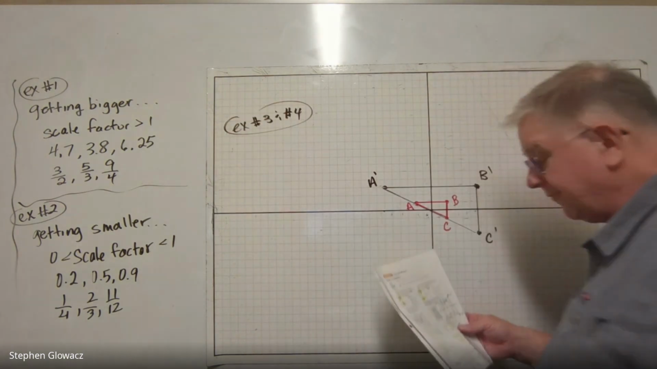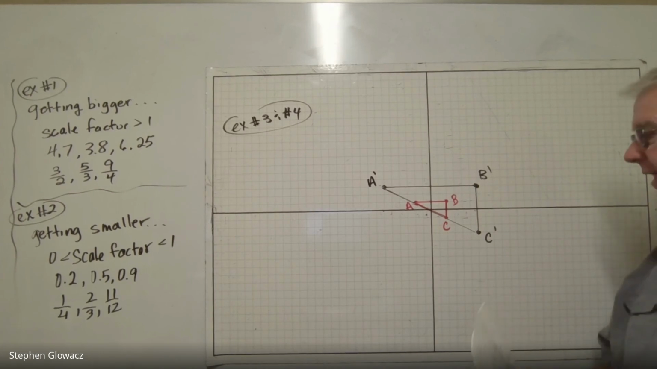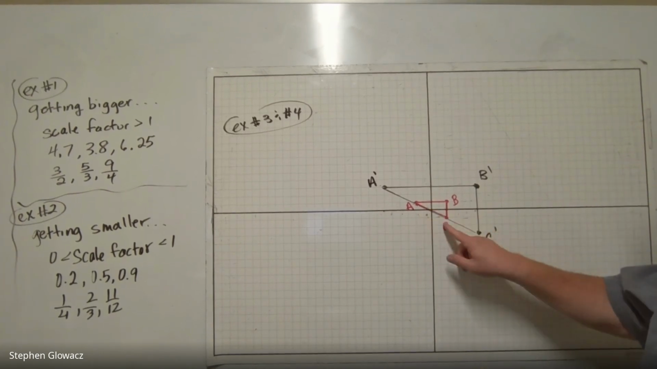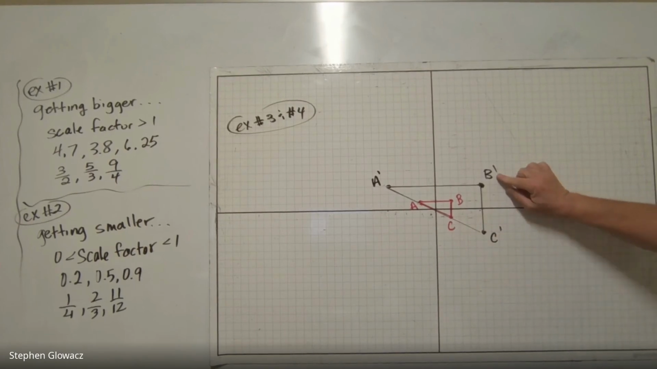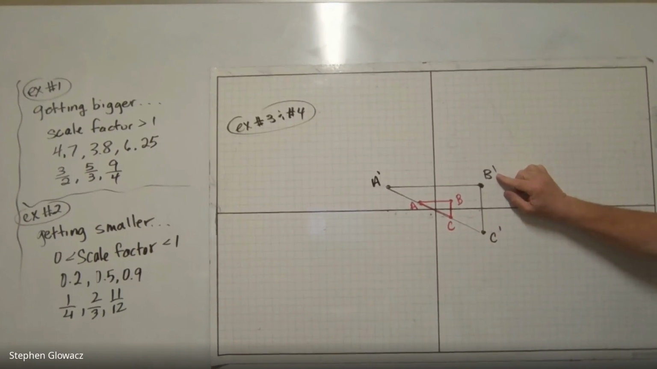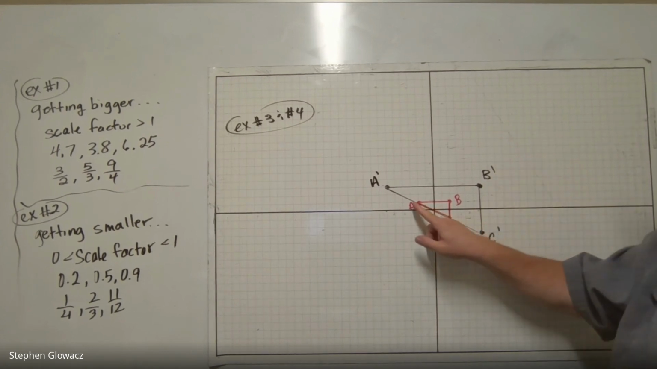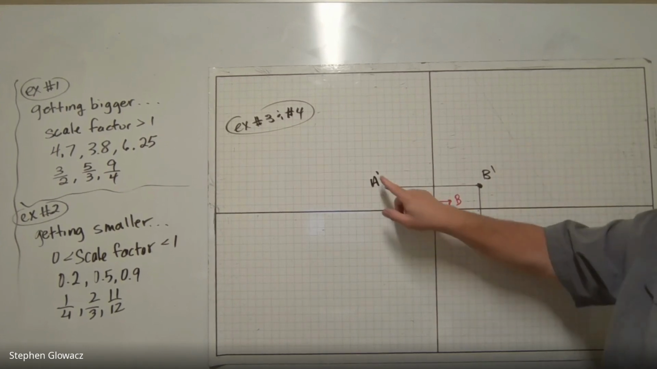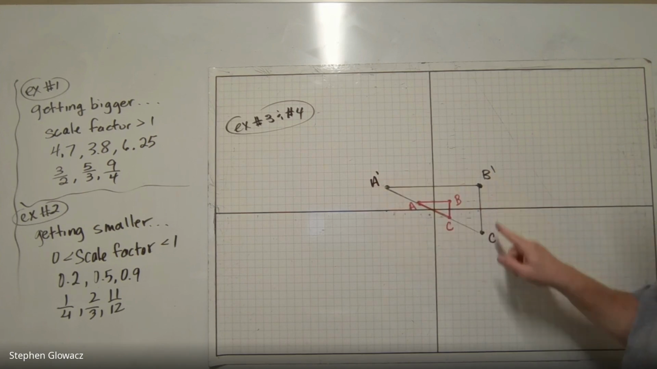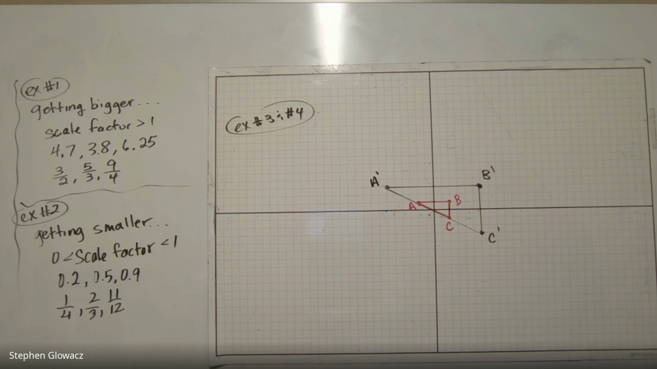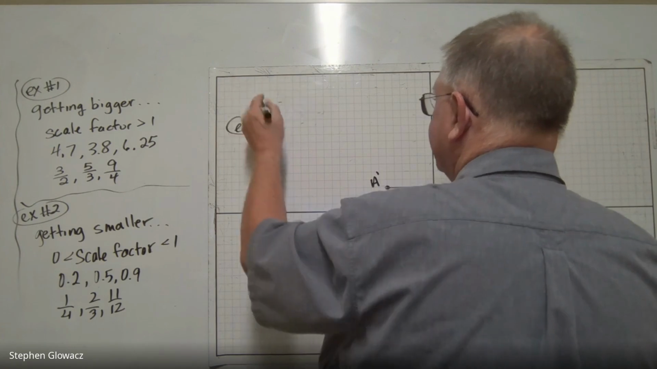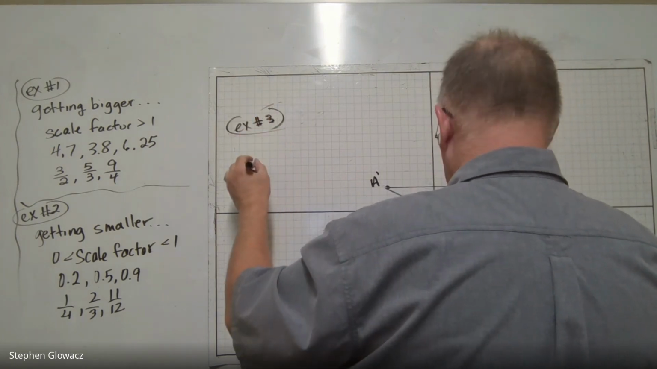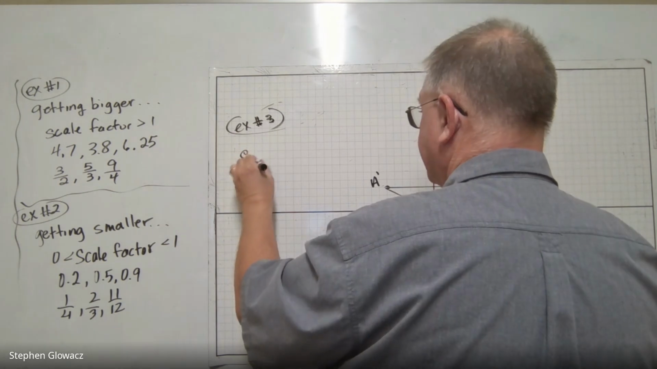For 3 and 4, they give us 2 figures. They give us the pre-image ABC. And remember, we know this is the pre-image because that figure does not have the little apostrophe marks, which we read as prime. So this is triangle ABC. This is triangle A prime, B prime, and C prime. So for number 3, they want us to give the scale factor.